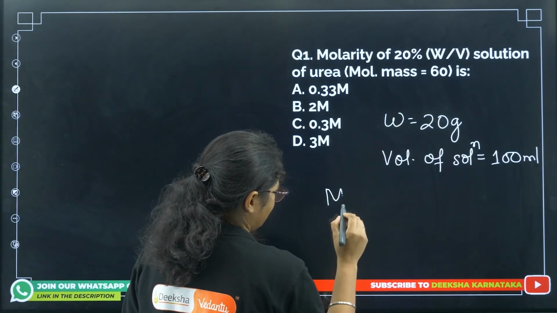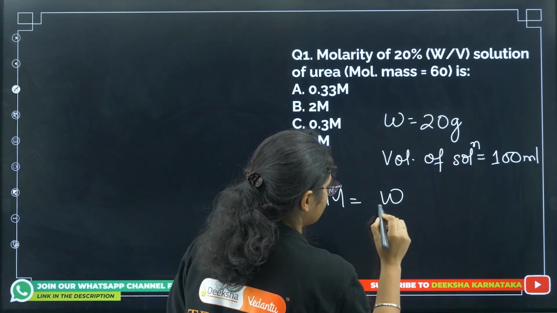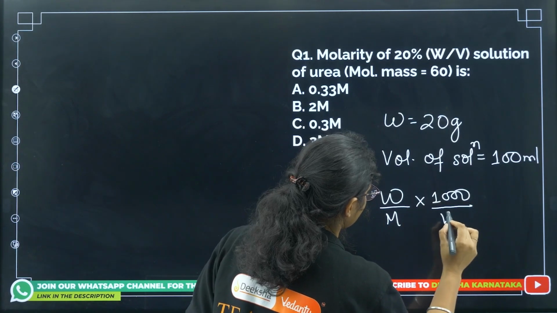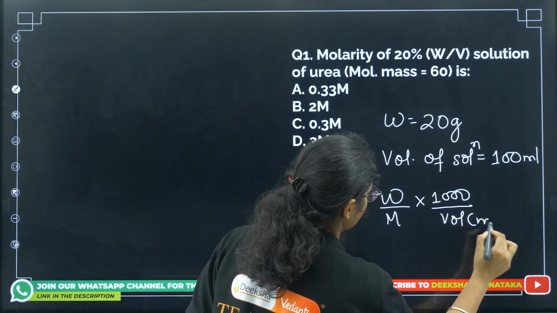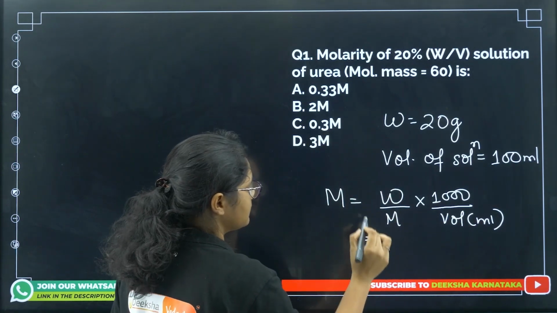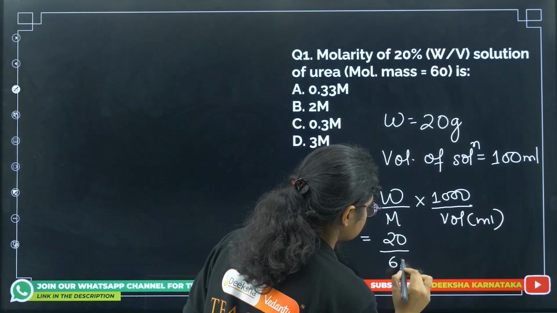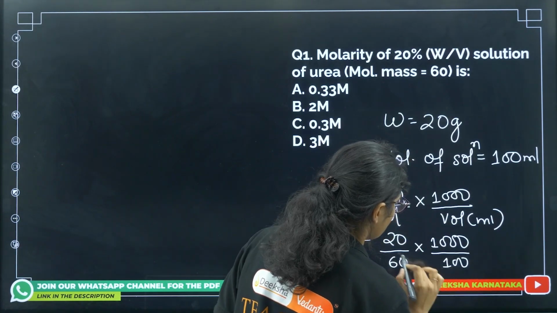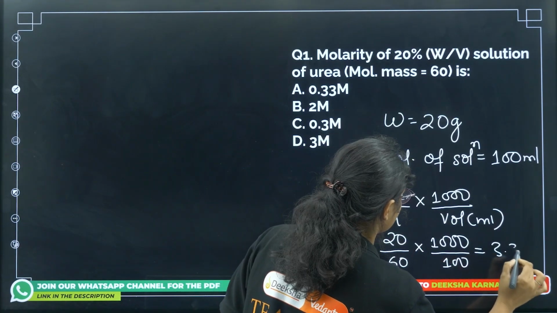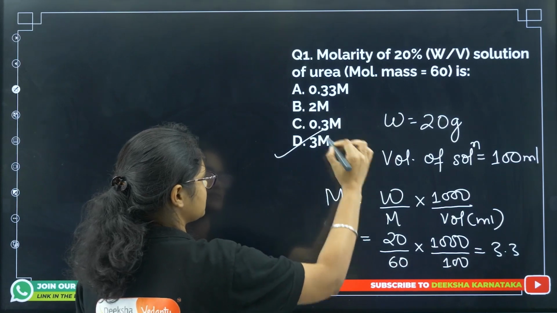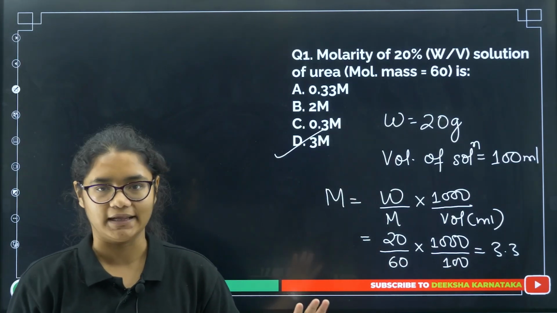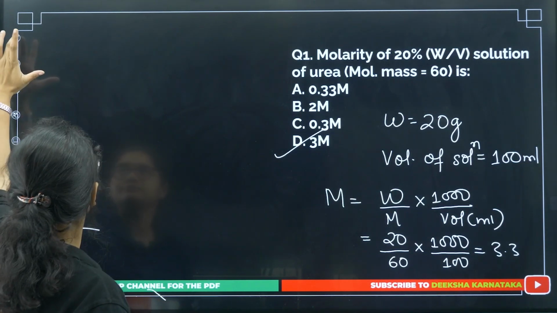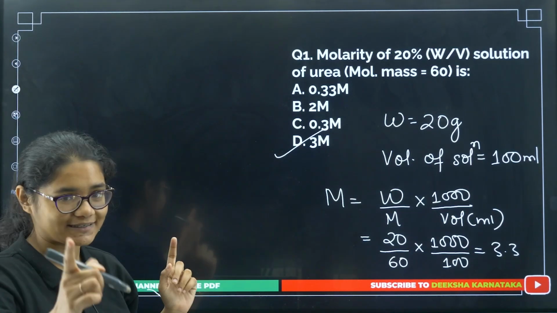So nothing, very easy question. The molarity formula is what? Given mass by molar mass into 1000 by volume of the solution in ml. Let us substitute the values. Given mass is 20, molar mass is 60 into 1000, by volume of the solution, which is 100. Now if you solve this, you will be getting 3.33 something. So the most appropriate answer for this question will be option number D. If you have got this answer correct, assign +1 for yourself.